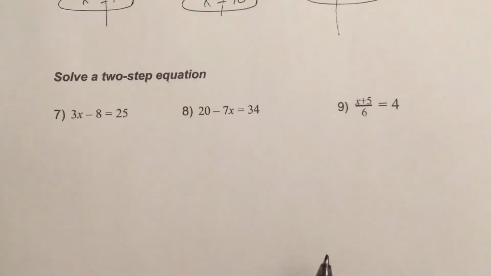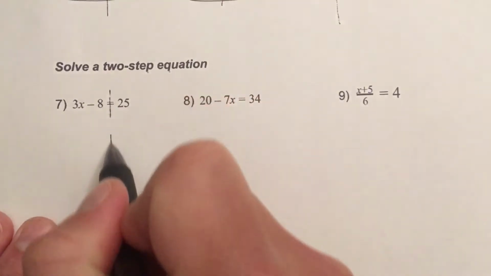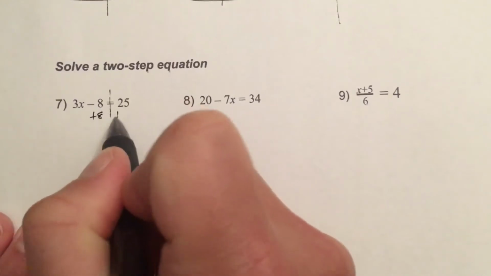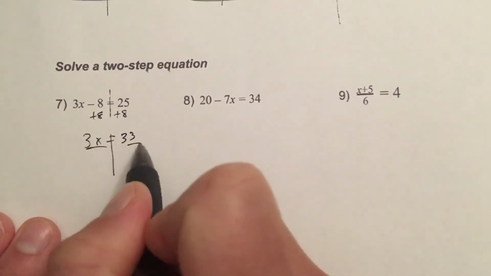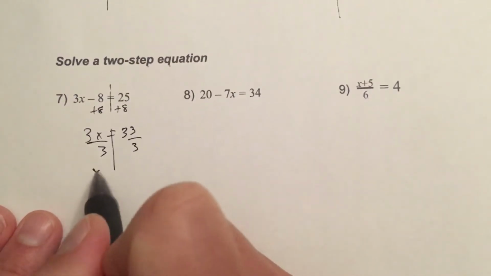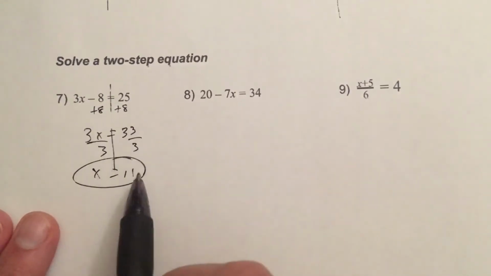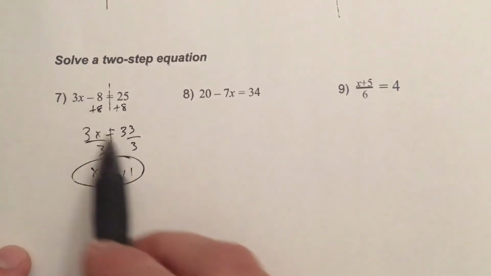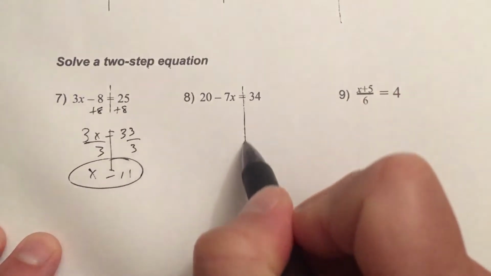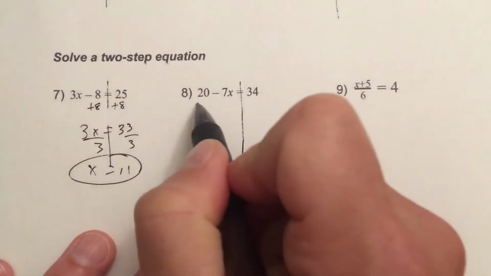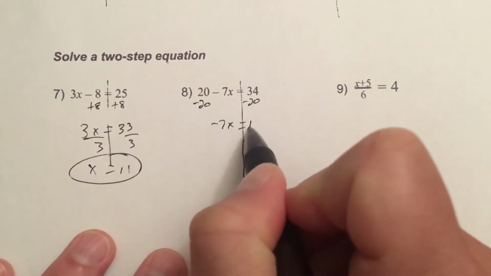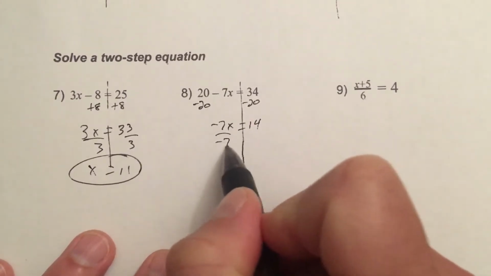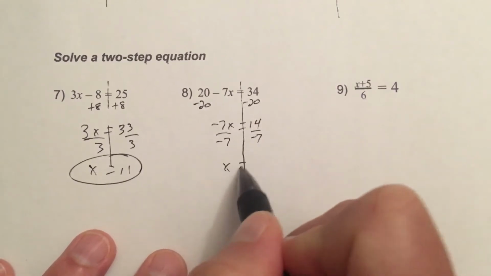Right. As far as two-step goes, we've been working hard on these. Add 8 should have been your first step there. That would give us 33, and then divide by 3 should have given you x equal 11. Again, you can always plug that back in, check it out, especially tomorrow, make sure you do that. On this one here, we're going to get rid of the 20, subtract 20, negative 7x equals 14, and then divide by negative 7, we'll get x equal negative 2.